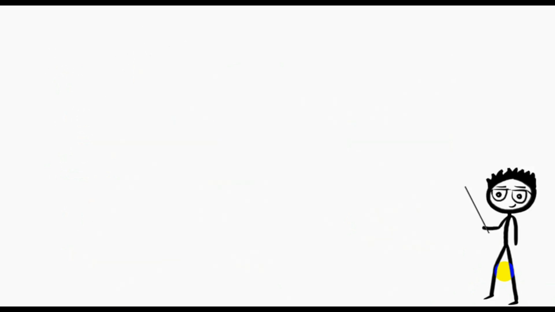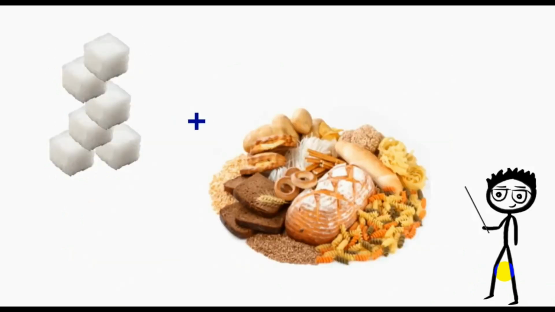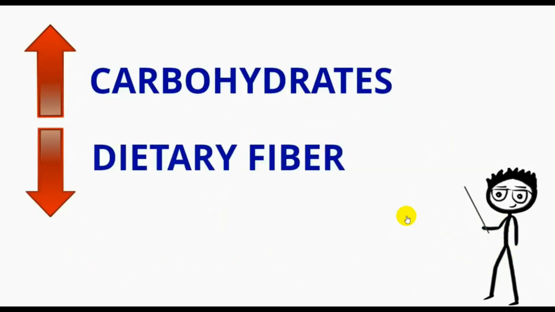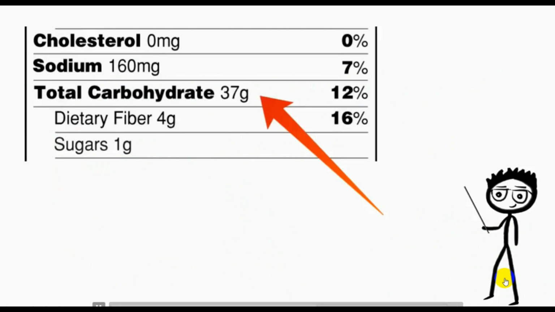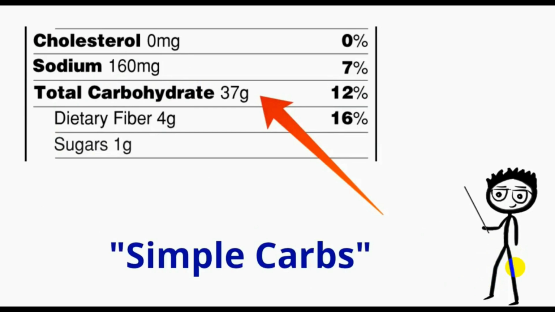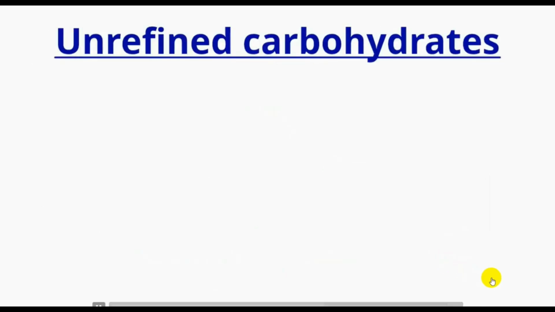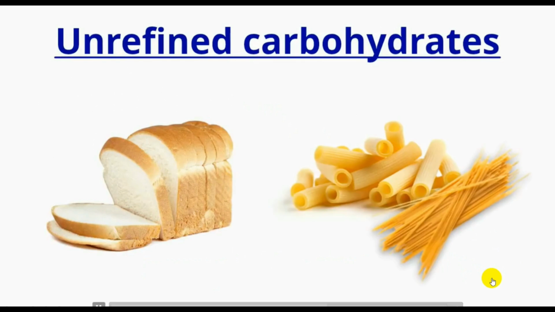Also, you should be aware of not only the sugar in the food, but what kind of carbohydrates you're eating. If the food is very high in carbohydrates but low in dietary fiber, even though the carbs are not labeled as sugar, they will operate very similarly in your bloodstream. These are called simple carbs.